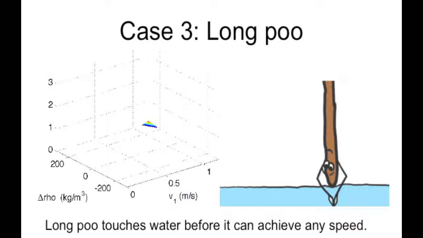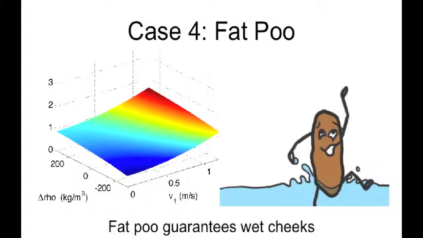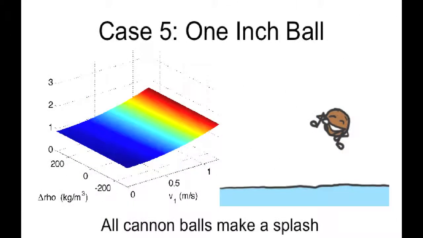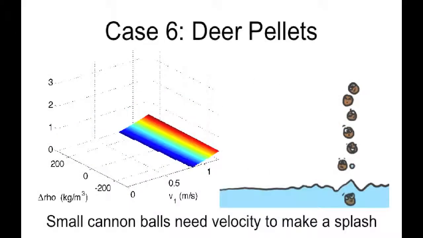Back at 90 degrees, we look at the long poo. We see that since the long poo breaks the water surface before it can gain any real speed, a significant splash is not created. Now for the fat poo. This poo will always make a splash. Though smaller than the fat poo, the quarter-sized cannonball has a greater average wetting factor. Lastly, we have the deer pellets. These will only splash the pilot if they are ejected at high velocity.